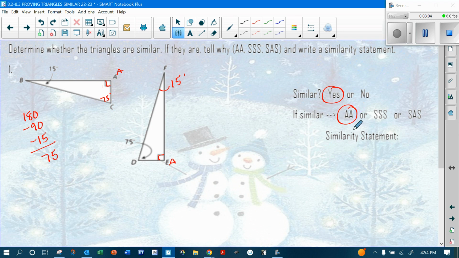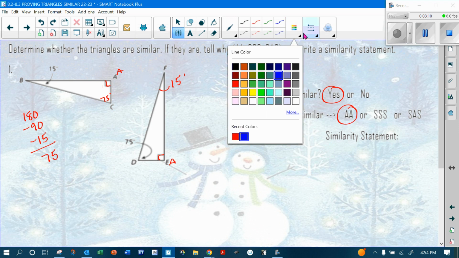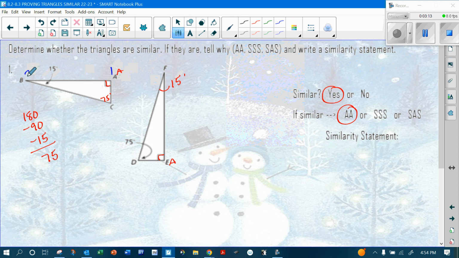Now the similarity statement, that's your 1, 2, 3, 1, 2, 3. Which two triangles? So I'm going to start here. This is 1, 2, 3. So my 90-degree angle was my 1, so I'm going to make my 90-degree angle my 1. My 15 was my 2, and my 75 is my 3. So I would say triangle ABC is similar to triangle EFD. So you want to make sure that you go in the 1, 2, 3, 1, 2, 3 order, and you keep it consistent.